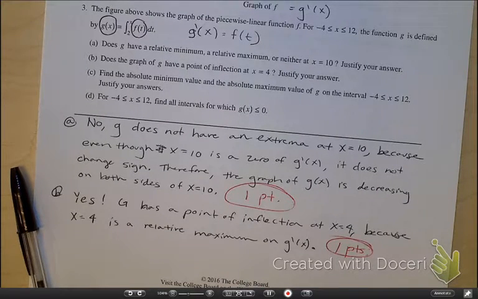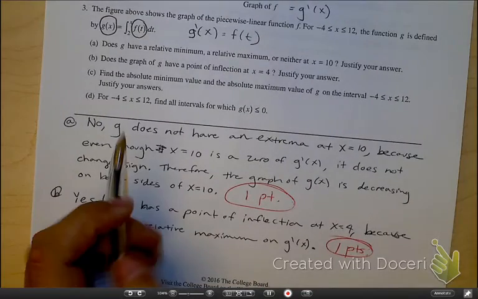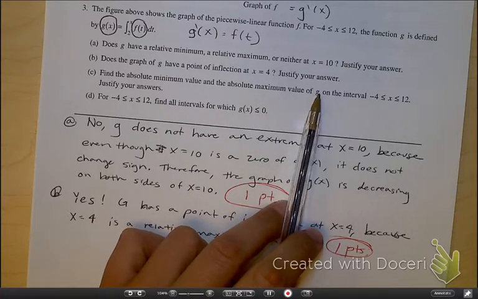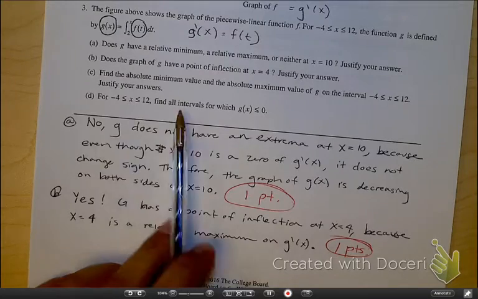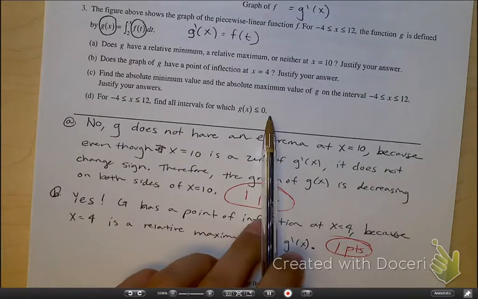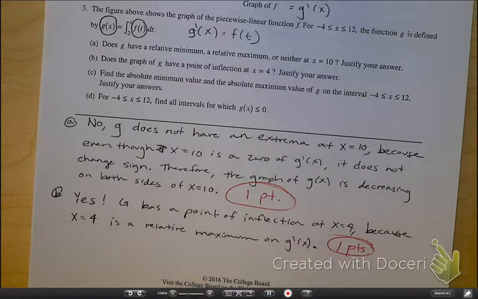The other two parts of this problem you actually are not able to do. So finding an absolute minimum value and an absolute maximum value of g, you would need to know how to find the integral. So we can't do that part yet. And then for this interval, find all intervals where the original function is less than or equal to 0. Again, we won't be able to do that part yet, so we'll leave those until later.